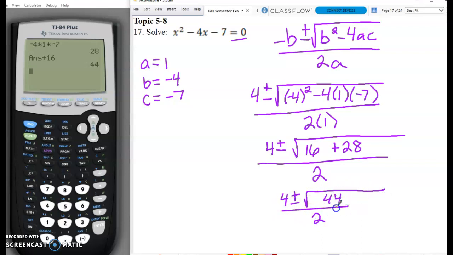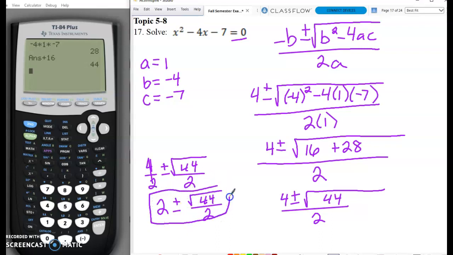Now, 44, while it is positive, we can take the square root of it. We are not going to get a whole number because it is not a perfect square. So what we're going to do is split this into 4 over 2 plus or minus the square root of 44 over 2. And we're going to simplify that 4 over 2, so that is going to be just a 2. And it's going to be plus or minus the square root of 44 over 2. And that is going to be as simplified as we can get with the quadratic equation because we can't take the square root of 44 and get a whole number. So keep in mind of this that you may have a question where your answer choices look like this.